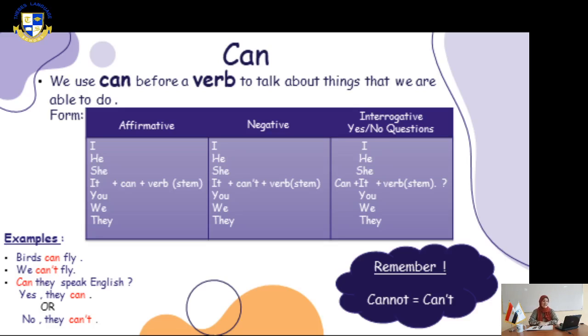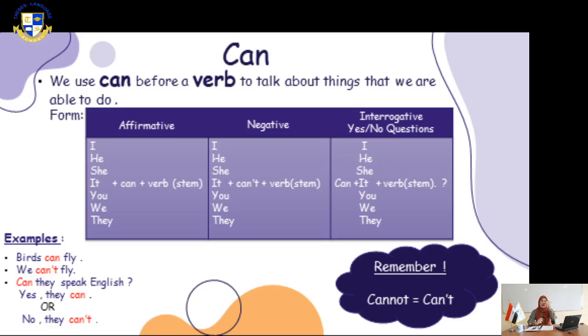Now, we use the verb can before any verb. We have personal pronoun, can, and then a verb. Like for example, I can jump. I, personal pronoun, can, and then verb jump. We use this verb can before any verb in order to say that I am able to do something. I have the ability to do something.